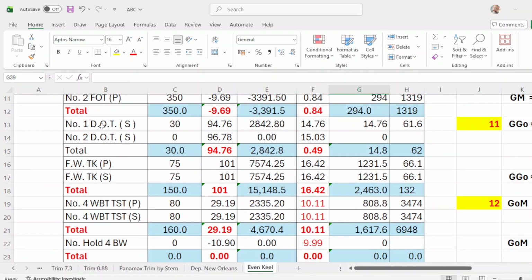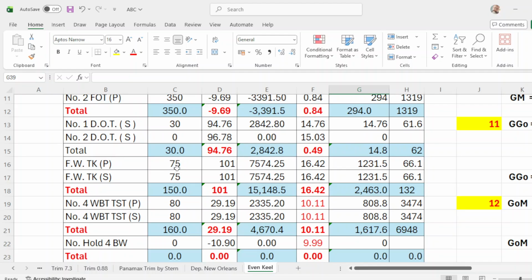Then with diesel, the ROB diesel is 30 metric tons. This LCG, weight times LCG will be your LCG moment, and weight times your vertical kg is your vertical kg moment, and this will be your free surface of your diesel oil.